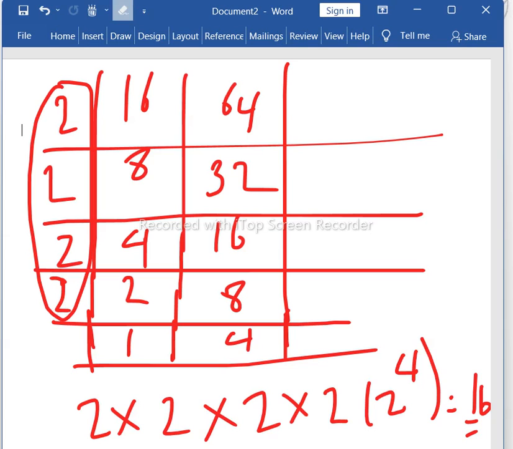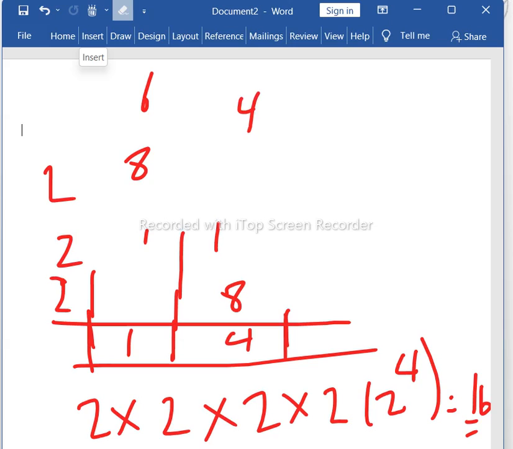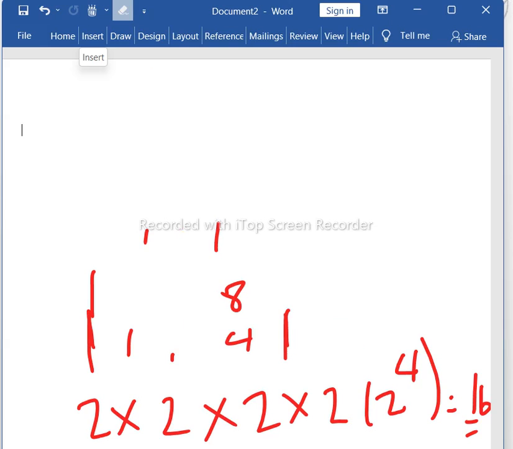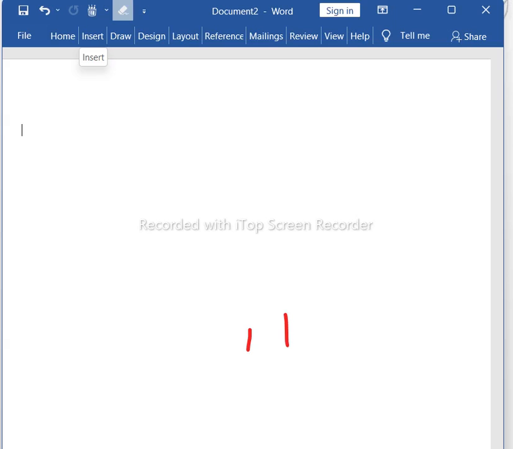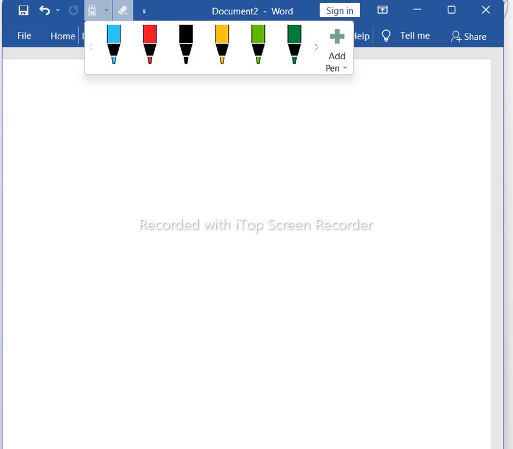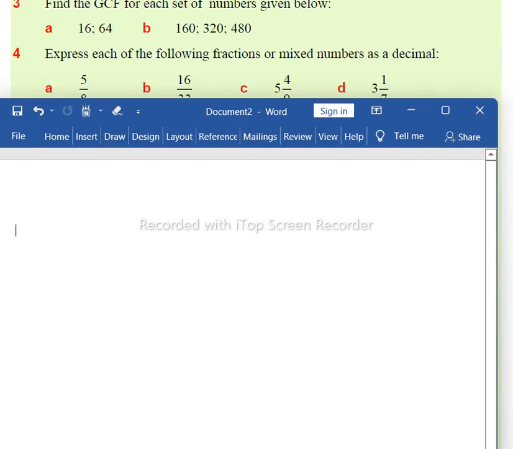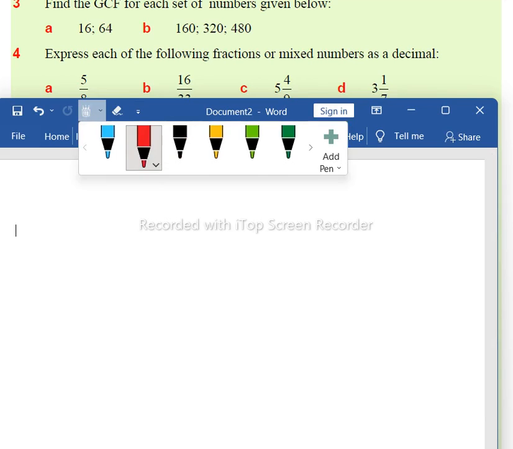So this is all about how to find the greatest common factor of any number. This formula works for 3 numbers as well. Let us see the next question. The next question has 3 numbers. For such numbers, this formula is very good. So let us find it for these.